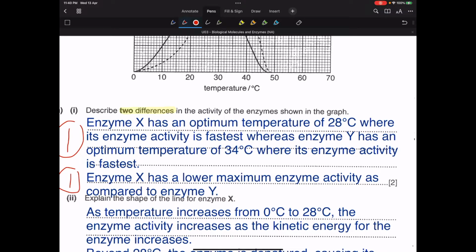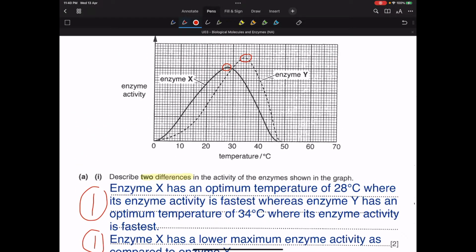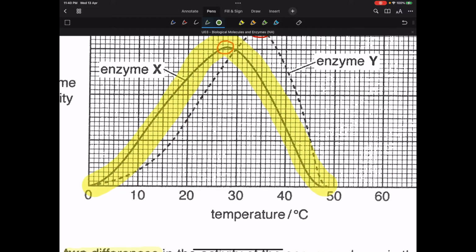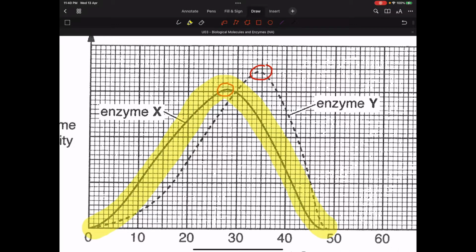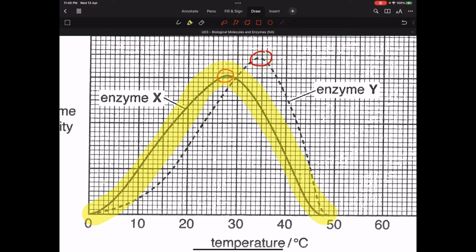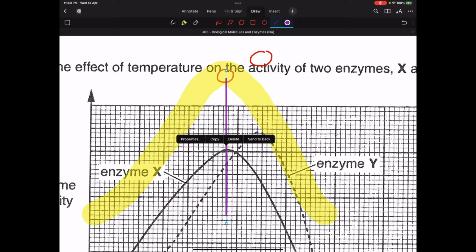And finally, we're supposed to explain the shape of enzyme X. So enzyme X, you can see that the graph goes up over here and eventually falls all the way down. And we're going to take note that there is the optimum temperature again over here. I'm going to draw a line to indicate it. Oops. Okay, there we go. Now we have a line that is somewhat around the 28 degrees Celsius range.